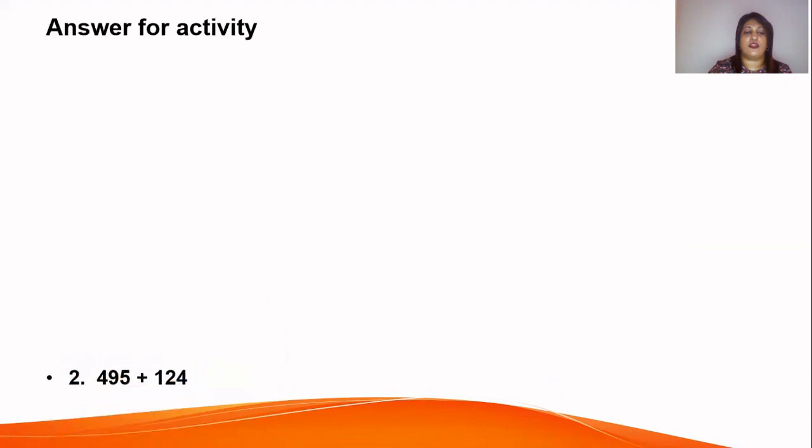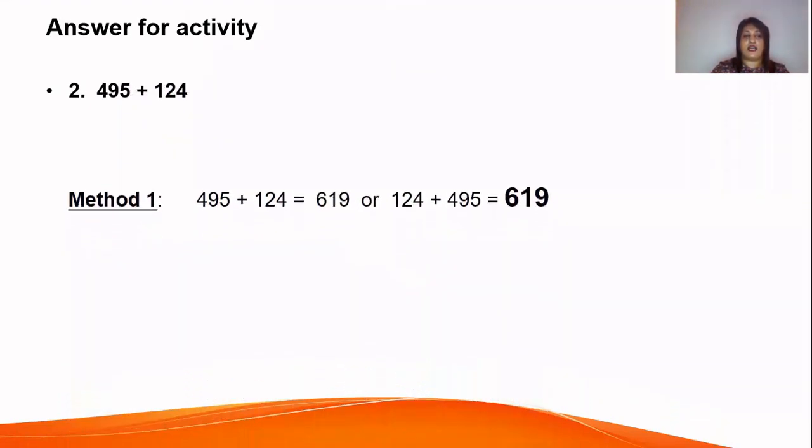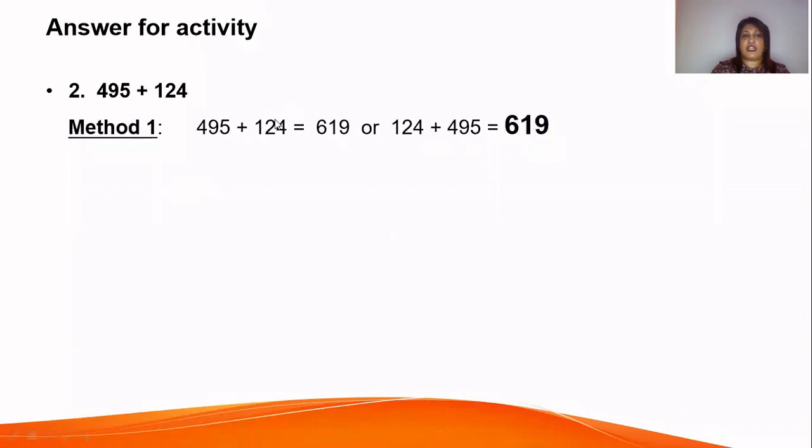Let's look at the next one. 495 plus 124. Again, method 1, you can add the numbers in any order. You'll get the same answer. So 495 plus 124 is equal to 619, or 124 plus 495 will give me 619.